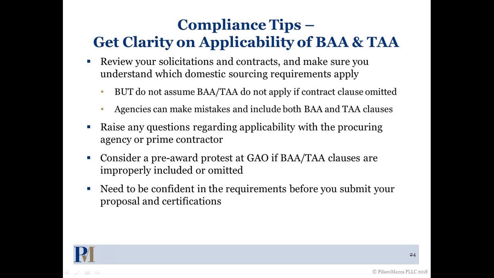But don't just assume that BAA or TAA do not apply if the contract clause is omitted, because the courts hold that if a contract or requirement is required by law, then it will be read into the contract. And the Court of Federal Claims has done just that to incorporate BAA into a contract from which the relevant FAR clause was omitted. And so if you're not sure what applies, then make sure to raise questions regarding applicability with the agency or as a supplier with the prime contractor.